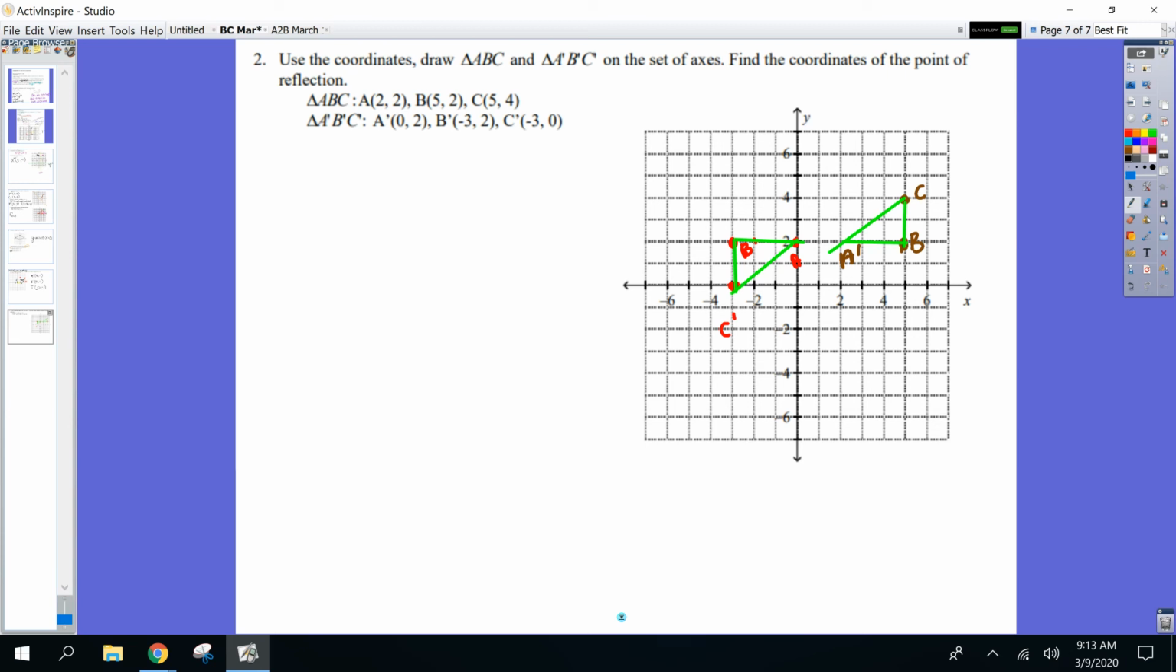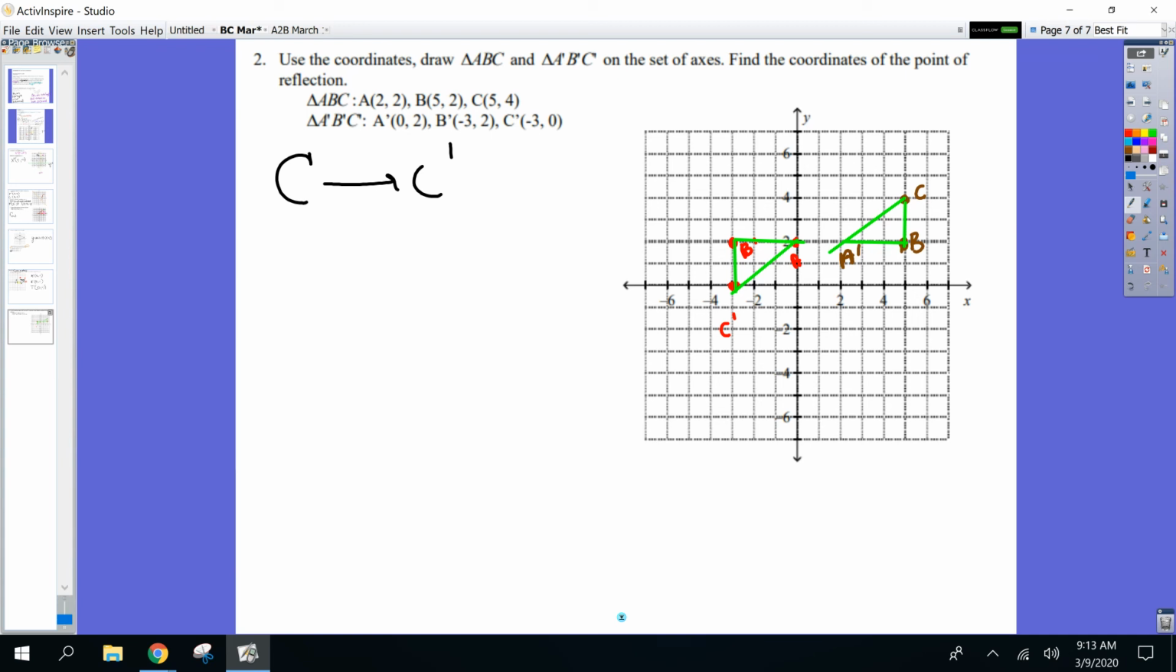And again, I get it. Oh, just go halfway in between A and A prime or B and B prime. I get it, but we're not doing that. Guess where we're going from? C and C prime. Yep. How to find the point of reflection if all the points look like C and C prime. So we're going to go C to C prime here.